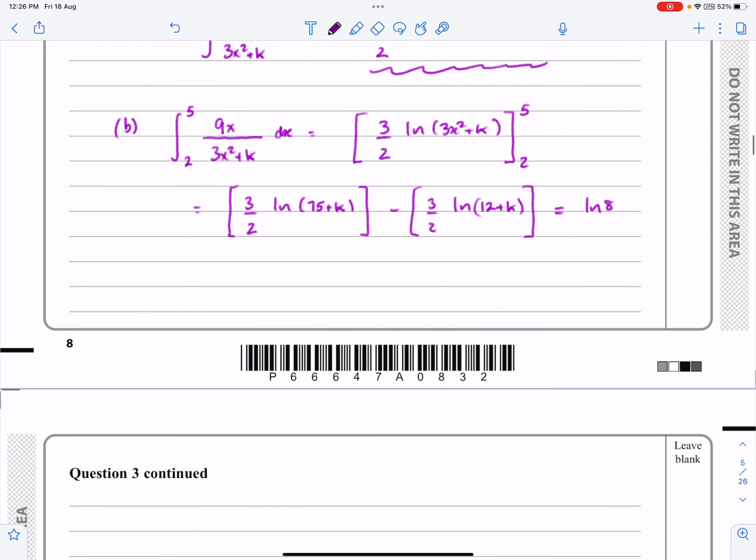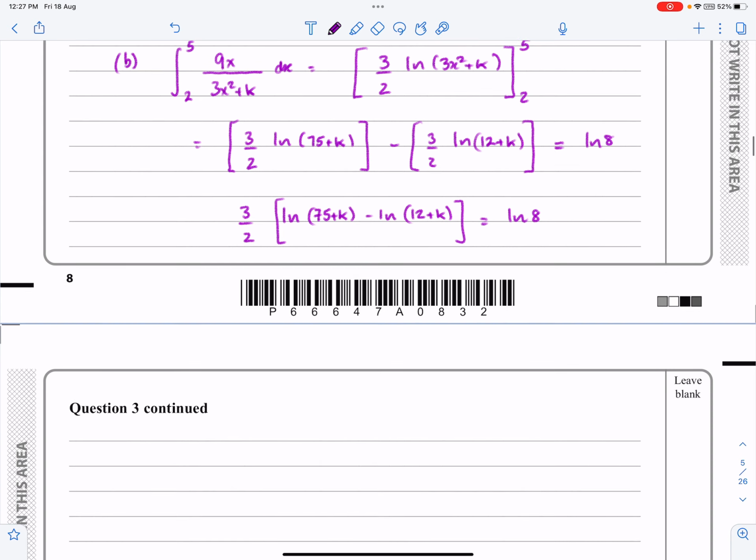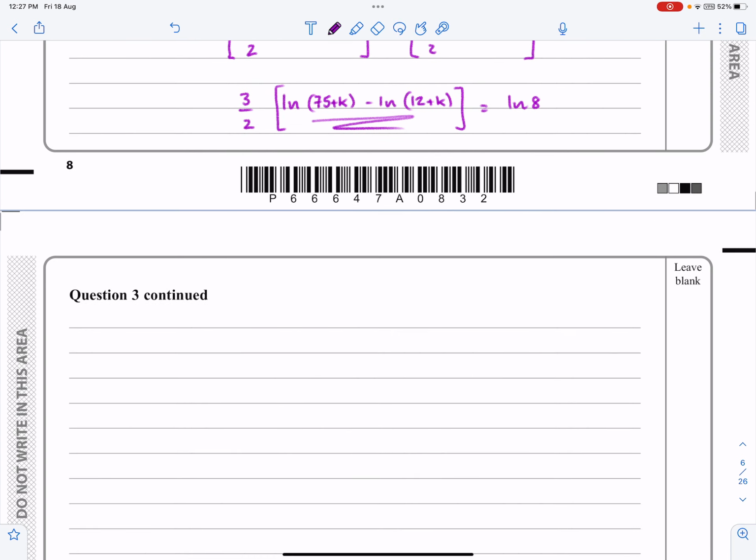So what I've now got to do is to just tidy that up. If we take the 3 over 2 out as a factor, first of all, we get log of 75 plus k minus log of 12 plus k. I'm doing this relatively slowly here. You might have done it slightly quicker than this when you're doing it. But what I can see then is that in there I've got log a minus log b, and I know that's log a over b, so I'm going to use that. So I'm just doing it step by step. You might do it slightly quicker than me, there's no problem with that.